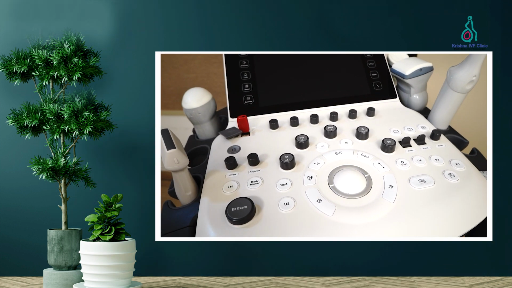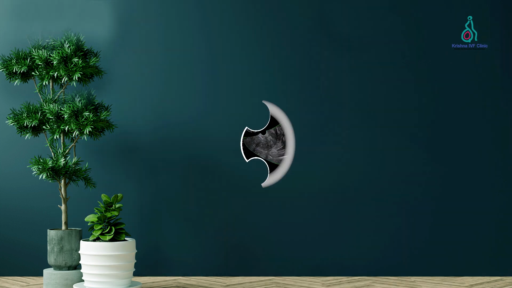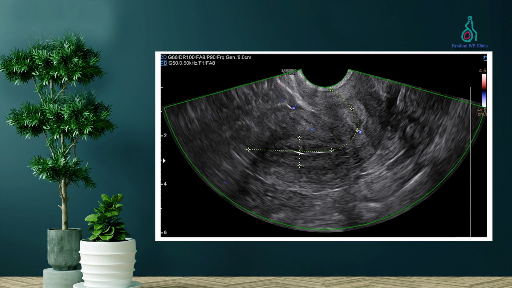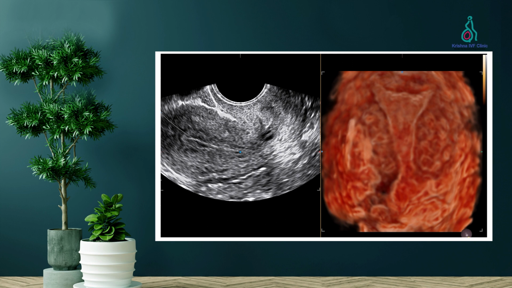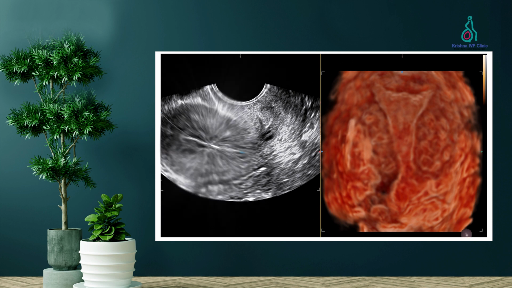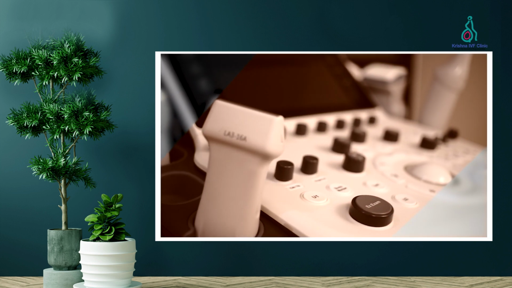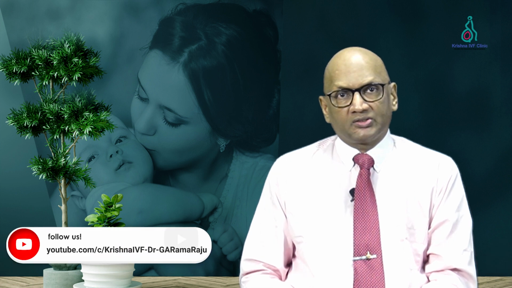The transvaginal ultrasound is done before the IVF to evaluate the uterus and the ovaries. In the uterus, the size of the uterus, the shape of the uterus, and the quality of the uterus lining are assessed. And when ultrasound is done for the ovaries, the presence or absence of any cysts and the number of eggs, also known as antral follicle counts, are checked.